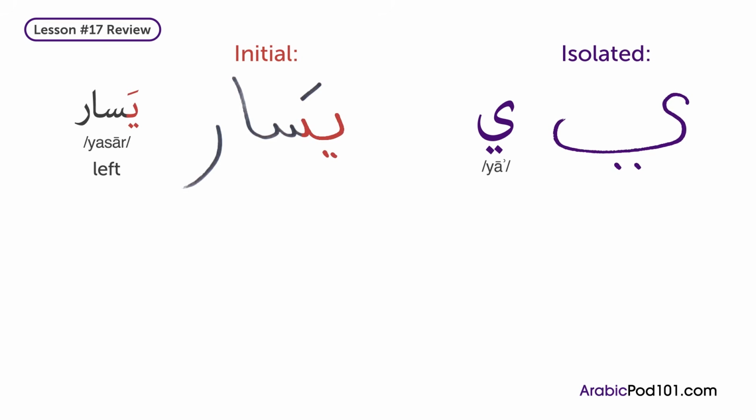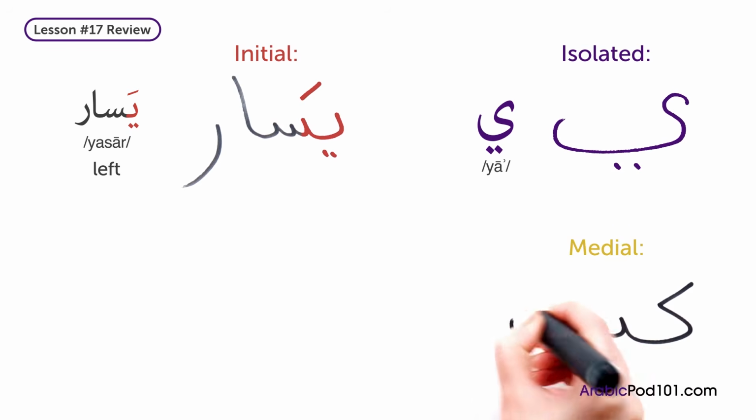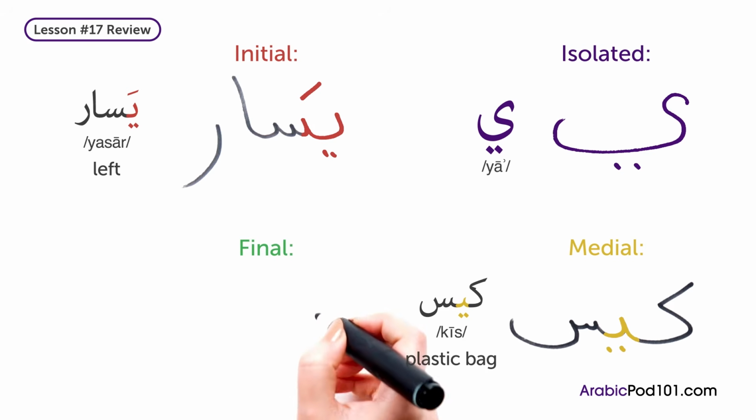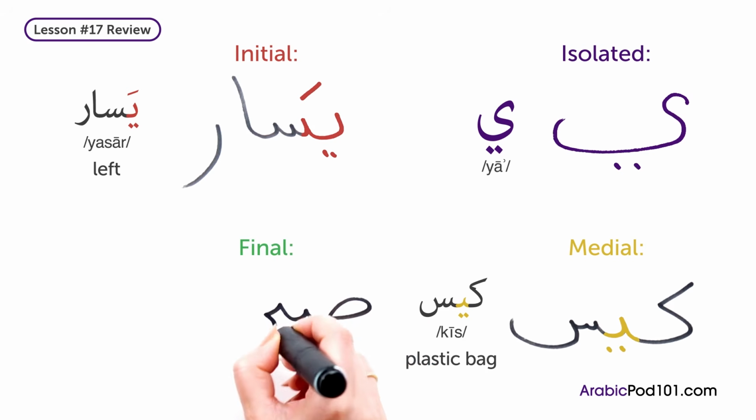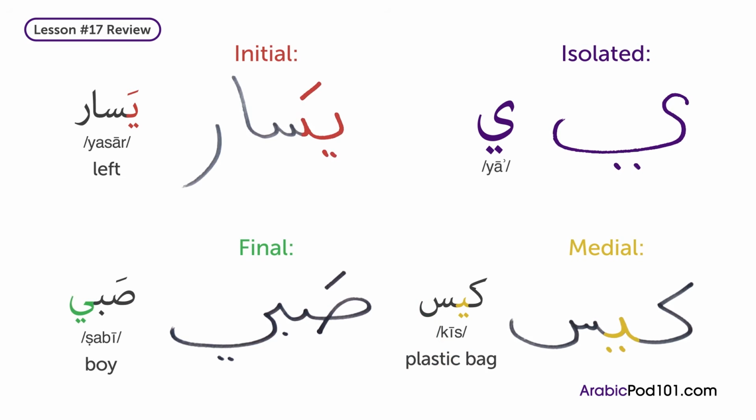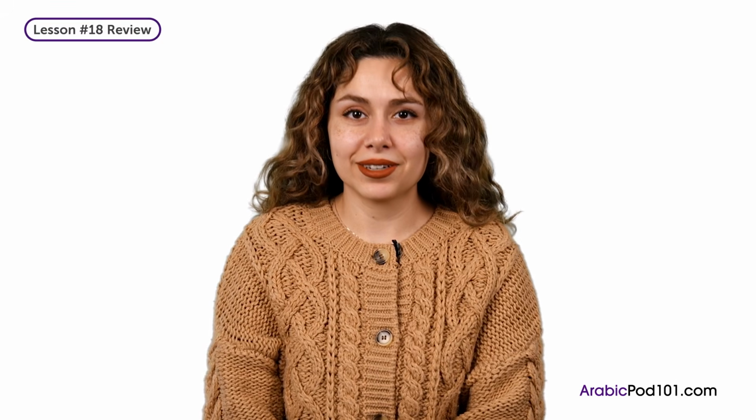Yasar, left. Medial. Keys, plastic bag. Final. Sabi, boy. That's it for Lesson 17. Let's see Lesson 18's letters.